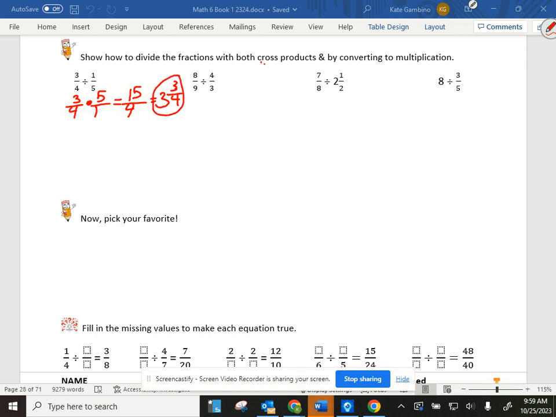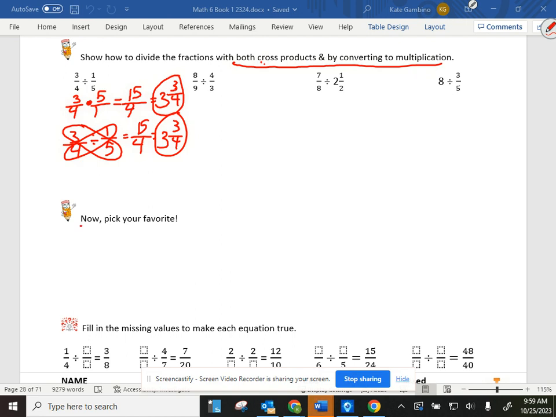Now I'm going to do cross products and see if I get the same answer. So I have 3/4 divided by 1/5, and I'm going to do my 3 times 5 is 15. 4 times 1 is 4. I've got that same 15/4, so I get my same mixed number. They both got me the same answer. I know I'm doing it correctly, and that is my final answer. You must do it both ways for this row. That's what the direction says. Both cross products and converting to multiplication. So you must do it both ways.